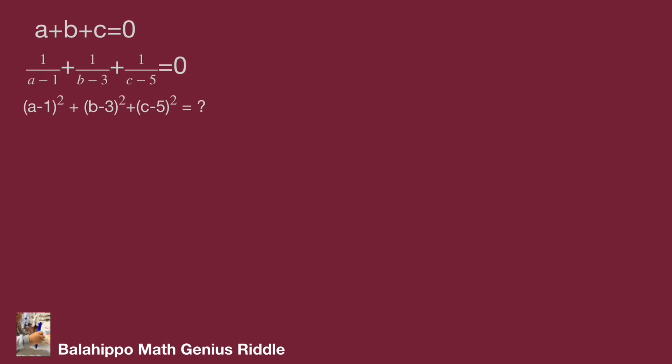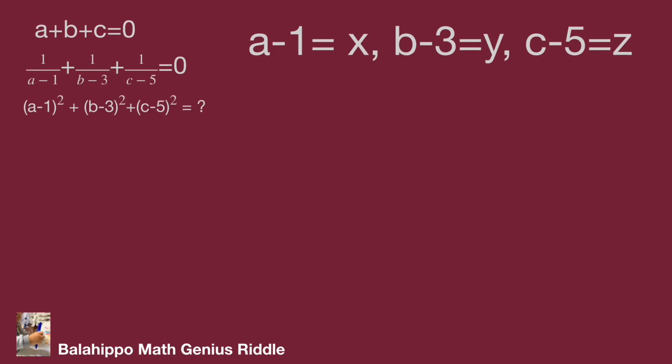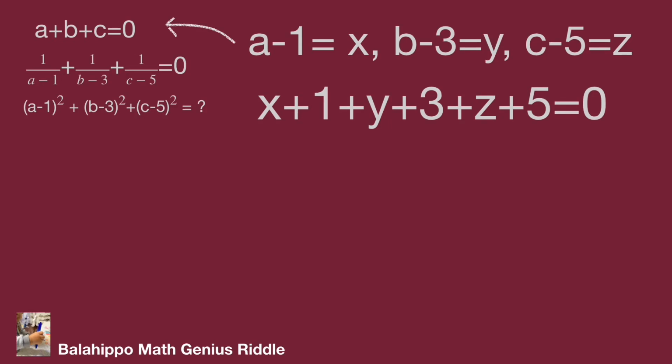From the given equations, search for the relationship among them. We redefine a minus 1 equals x, b minus 3 equals y, and c minus 5 equals z. Substitute these values into a plus b plus c equals 0. Then simplify it. We have a new equation: x plus y plus z equals minus 9.